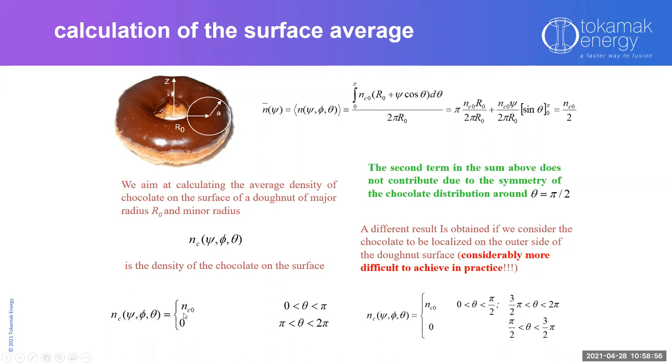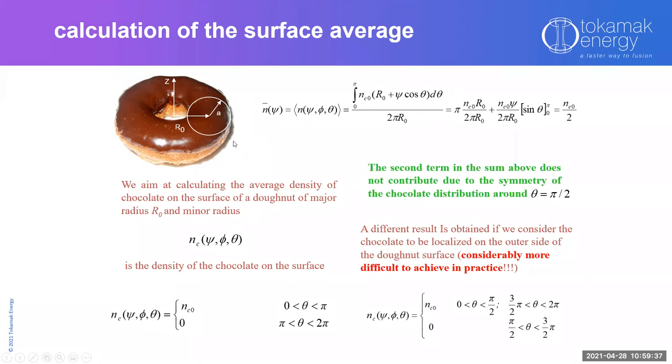The density is a constant between zero and pi, so between theta zero and pi. And it's basically zero at the bottom between pi and two pi. So what that means is that when you take the integral, you put the value, make it basically the integral only between zero and pi, because the rest is zero, and you get this result. The density is half of the density of the chocolate on the top. Okay, so this is what you would expect, because the upper surface of your donut is the same as the lower surface of your donut.